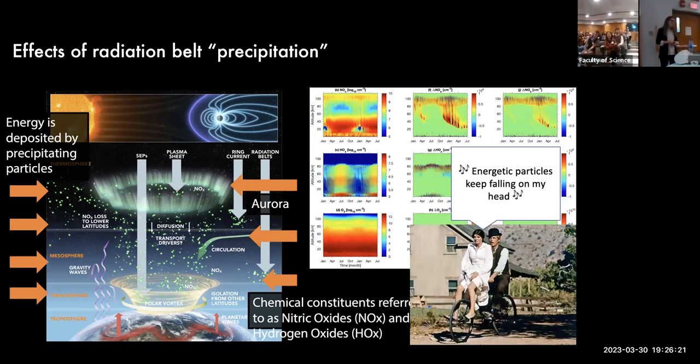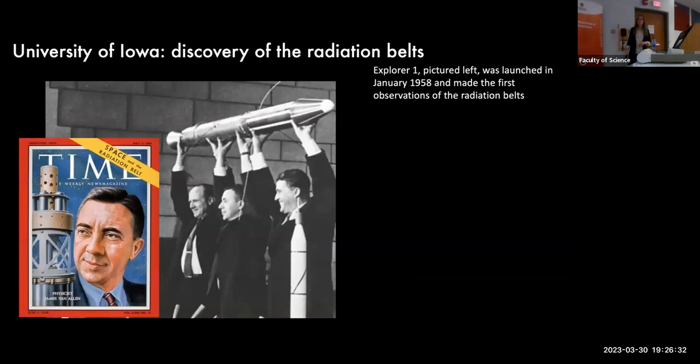So I want to move to the University of Iowa, where I'm from, a little bit more directly now, because there's a connection between the radiation belts we were just talking about and that institution. And in fact, that was where the discovery of the radiation belts originated. So this is Professor Van Allen here, also pictured here, holding up Explorer 1, which was the first US satellite that was launched into space in January 1958. And this satellite made the first observation of the radiation belts.